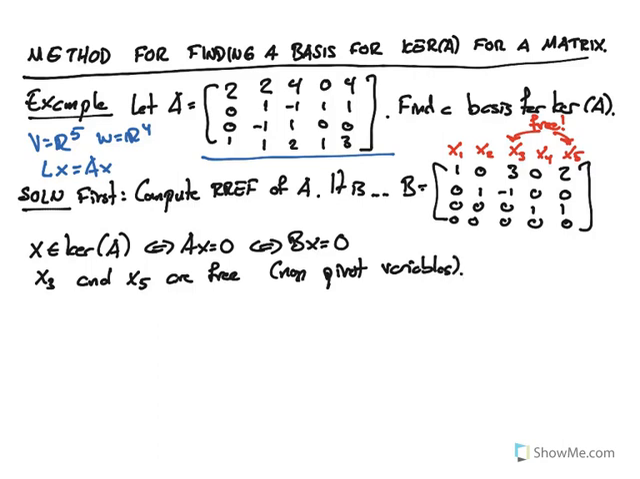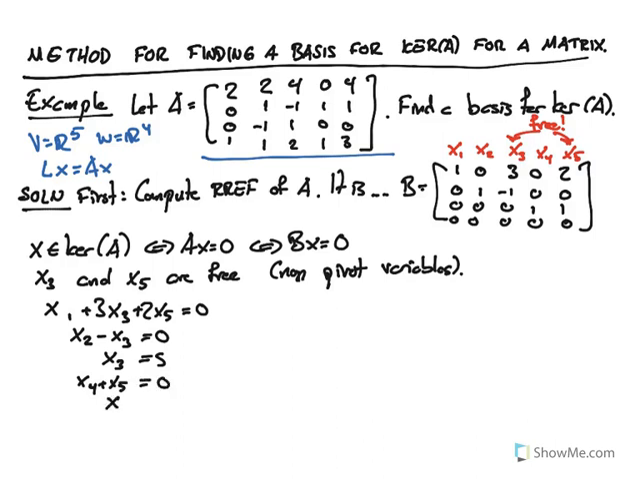And then we see that X1 plus 3x3 plus 2x5 is equal to 0. We have x2 minus x3 is equal to 0. x3, let's call that s. x4 plus x5 is 0, and x5 is t.